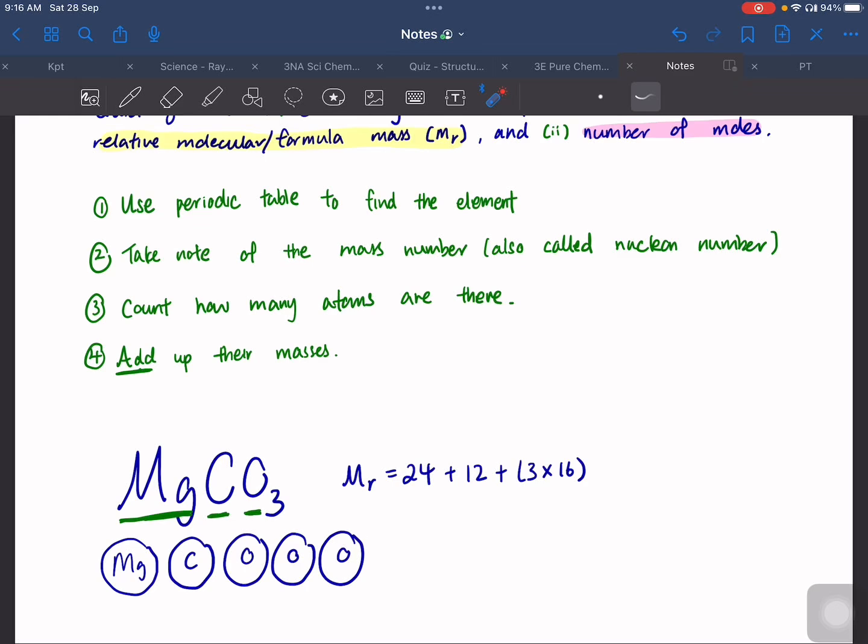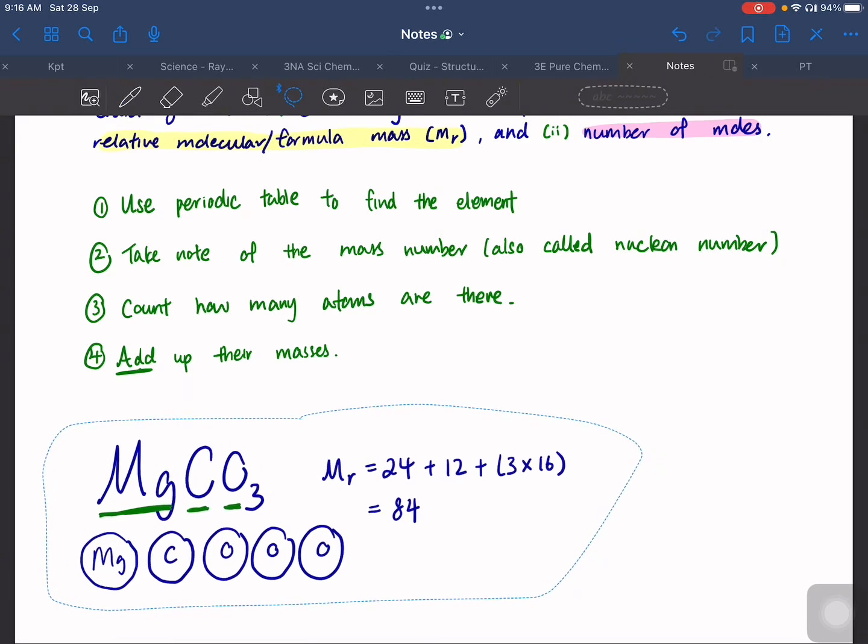If you are having issues with this, you can also write out 16 plus 16 plus 16 if you are scared that you'll be careless. But other than that, I think most of you should be fine. Just make sure when you key in the calculator, you put in the bracket, put in the plus, count carefully, and double check your answer. So if you add up the entire thing together, maybe you can key in the calculator now and let me know how much is the relative molecular mass. And you should be able to find out that it's 84. So that is what we call the relative molecular mass.